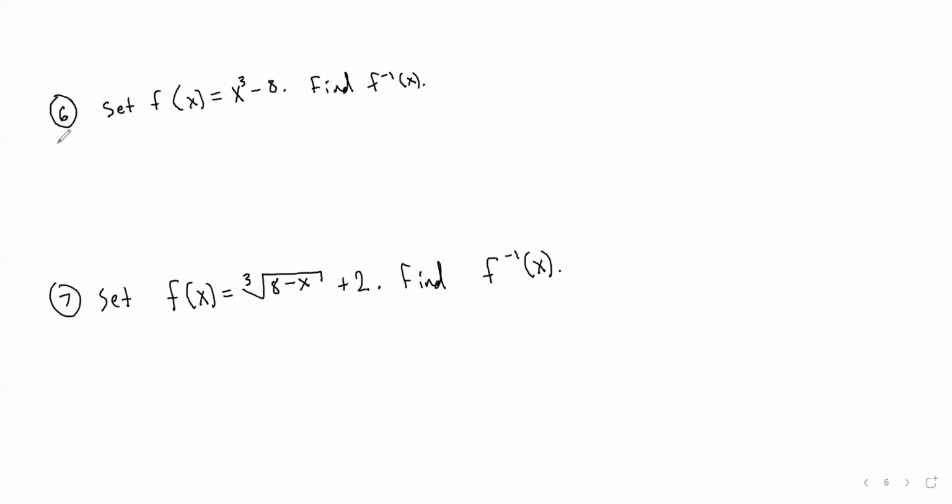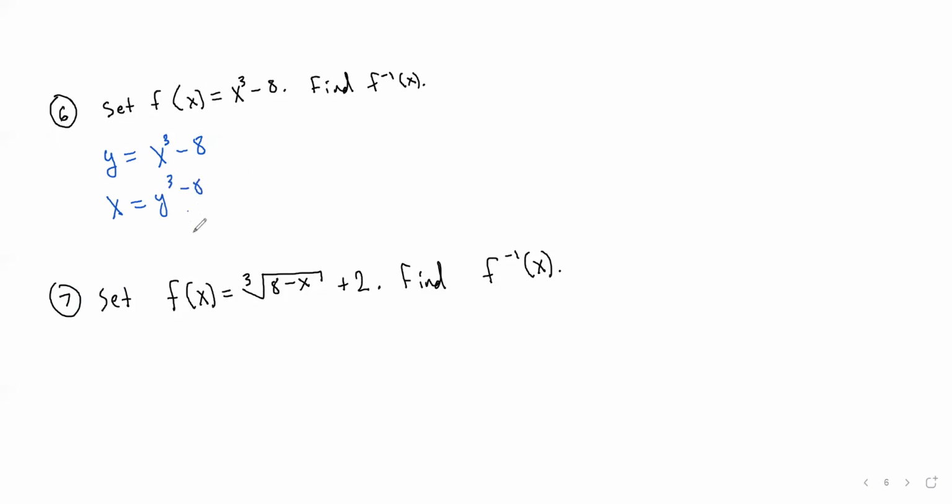So our final two problems I've chosen are 6 and 7. For problem 6, we have the equation f(x) = x^3 - 8. We want to find f inverse of x. So we're going to go through like we've been doing, replace f with a y. So we get y = x^3 - 8. Interchange x and y, so we get x = y^3 - 8. And then solve for y.